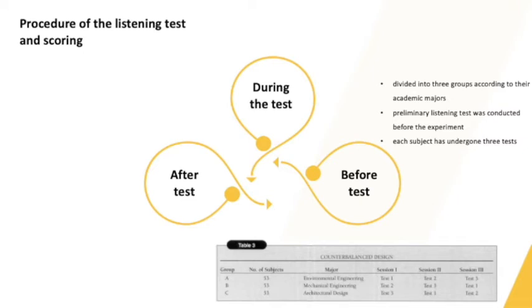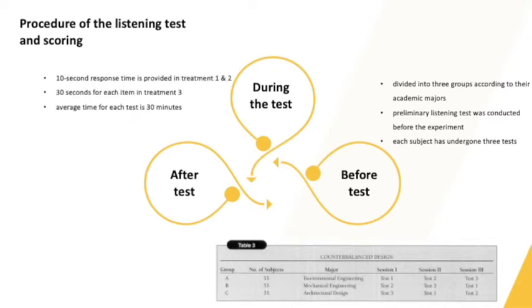In order to reduce the impact of exercises and possible difficulty differences between tests, each subject underwent 3 tests. The interval between each test is 4 weeks. During the test, treatments 1 and 2 will be given 10 seconds for the response time, and treatment 3 will have 30 seconds. The average time for each test is 30 minutes.